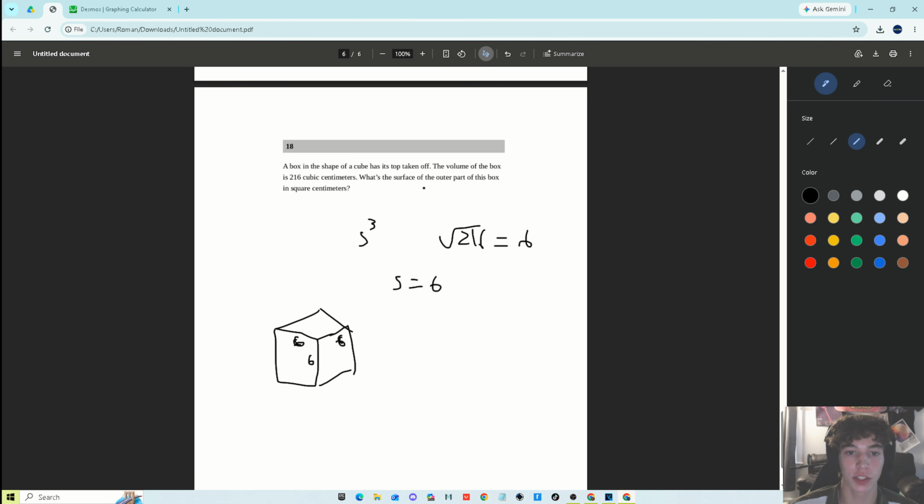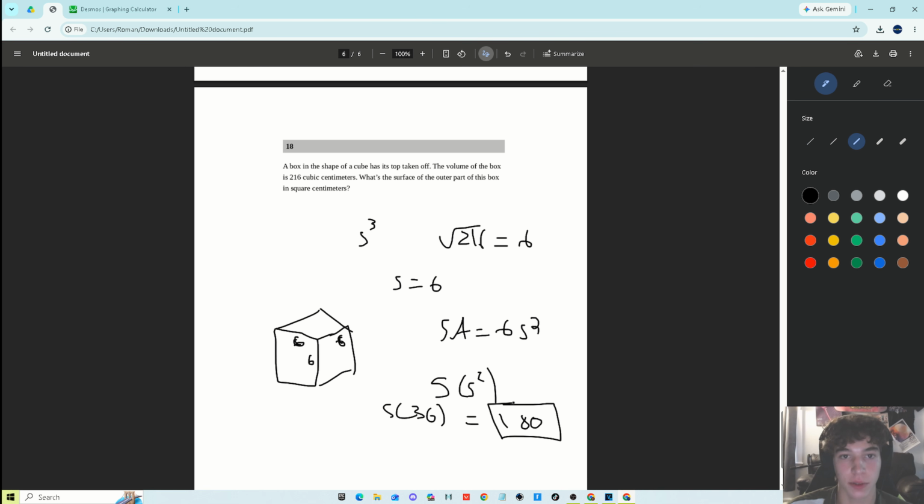And then we're looking for surface area of the cube. So surface area of a cube is usually 6 times the side length squared, because side length squared is just going to be the area of one square base, and the 6 comes from the 6 sides of the cube. But since one of them is taken off, there's only 5 sides. So the new surface area will be 5 times the side length squared. Side length is 6, so 5 times 36, and that just equals 180. So 180 is going to be your final answer for this question.